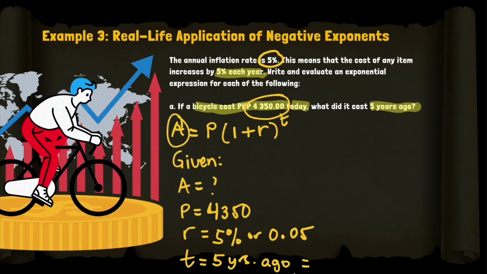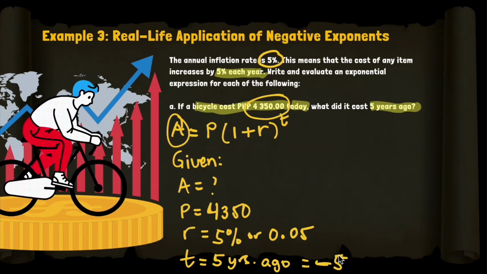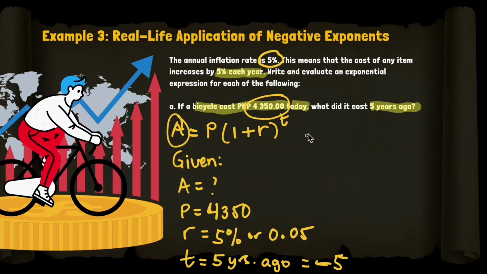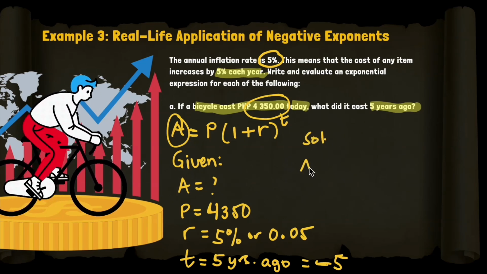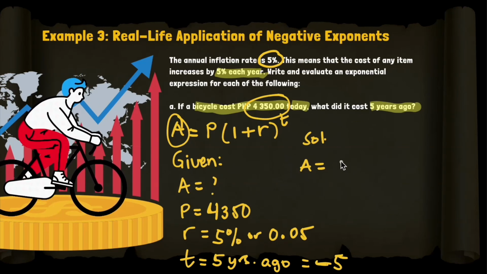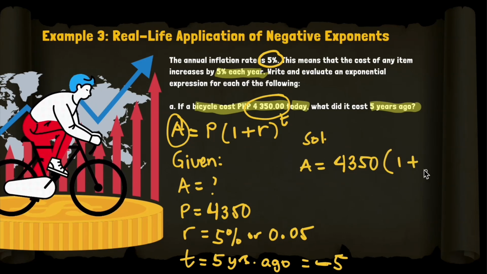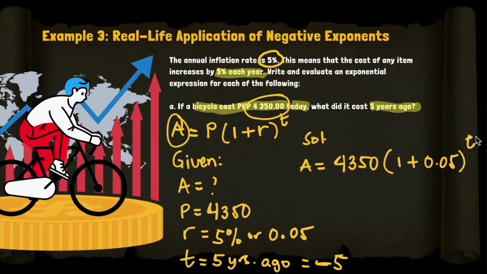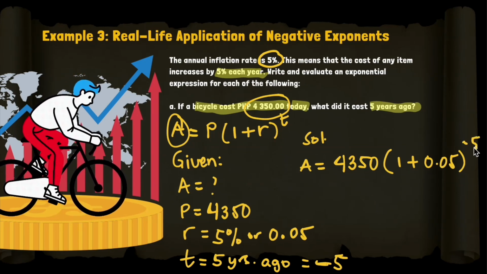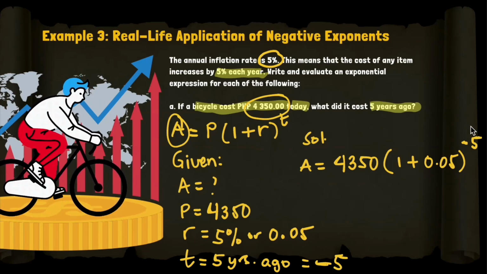To represent 5 years ago, we will be using negative 5. Why negative 5? Because 5 years ago, you are going back to the past. So that is why we use negative 5 as part of our time. And here is the solution. A is the total cost 5 years ago. P, which is the price of the bike today, times 1 plus 0.05, which is the R. And then finally, the time is negative 5. As I told you, a negative exponent. Our exponent is negative because we are going back to the past.